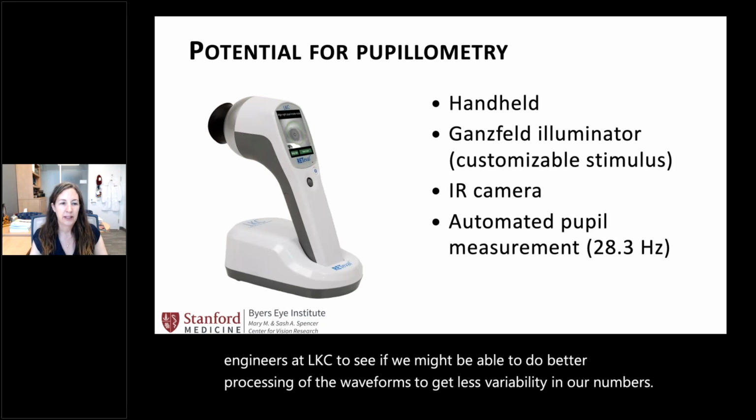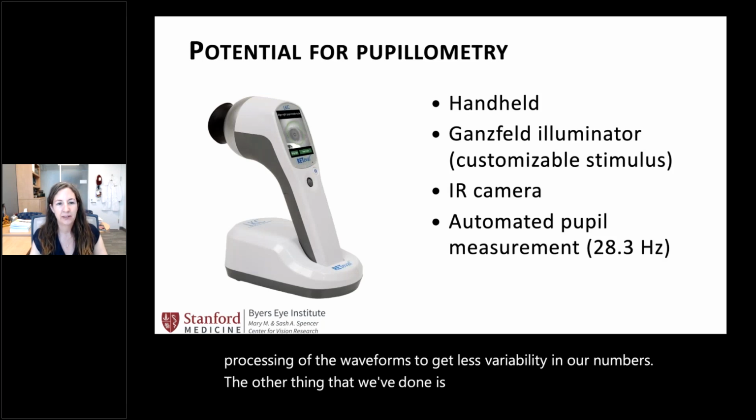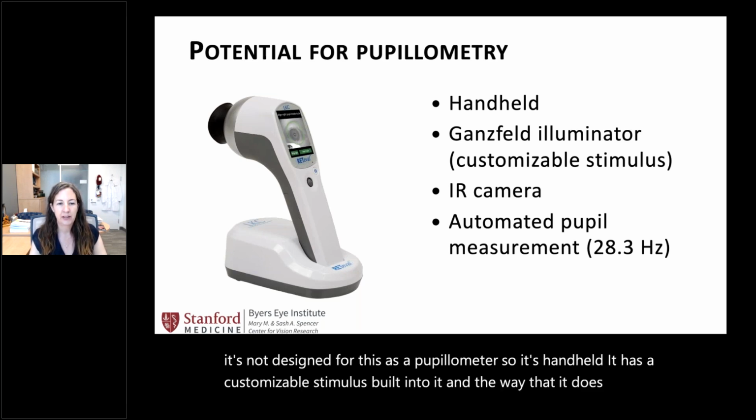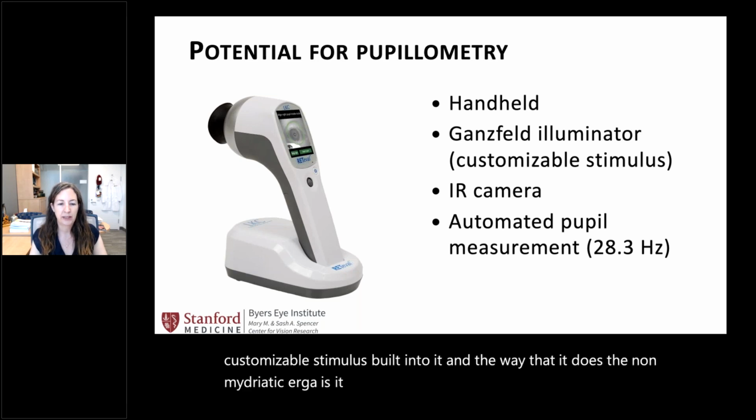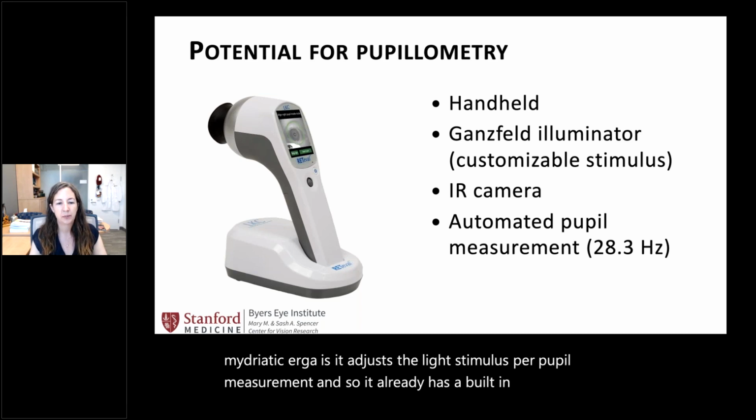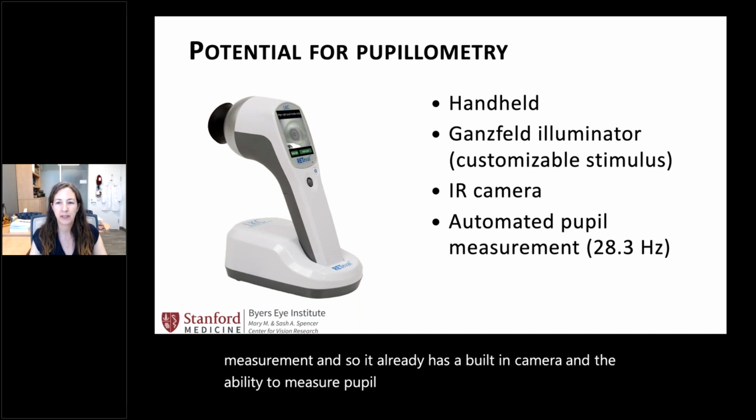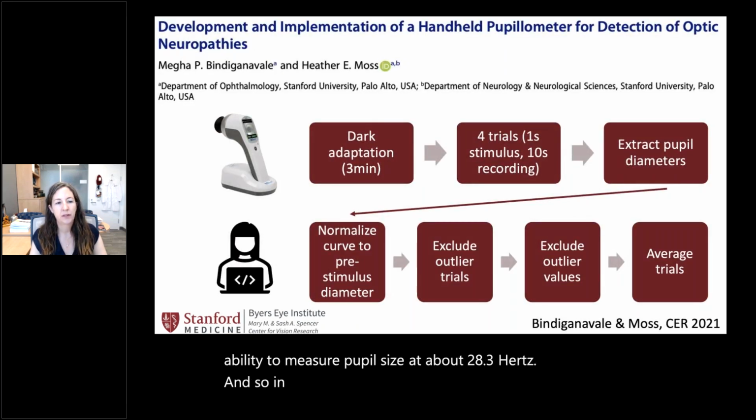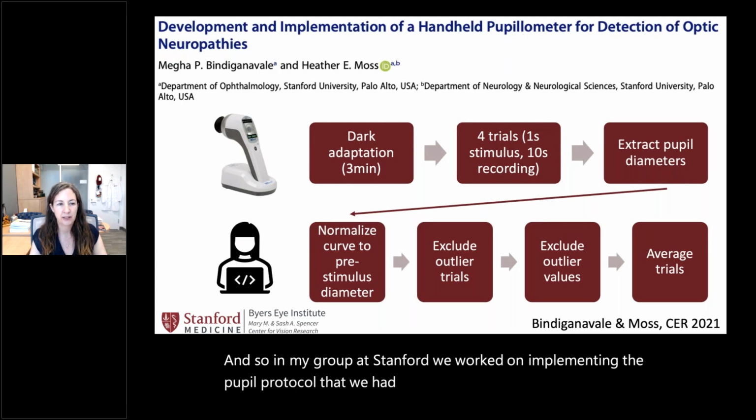The other thing that we've done is use the RETeval, even though it's not designed for this, as a pupillometer. So it's handheld, it has a customizable stimulus built into it, and the way that it does the non-mydriatic ERG is it adjusts the light stimulus for a pupil measurement. And so it already has a built-in camera and the ability to measure pupil size at about 28.3 hertz. And so in my group at Stanford, we worked on implementing the pupil protocol that we had used in IAH patients using the RETeval as a portable pupillometer.